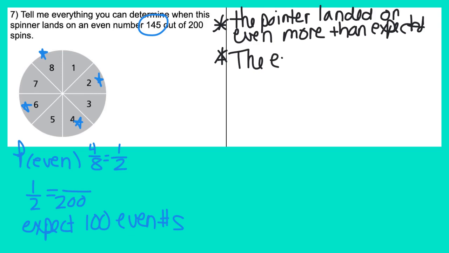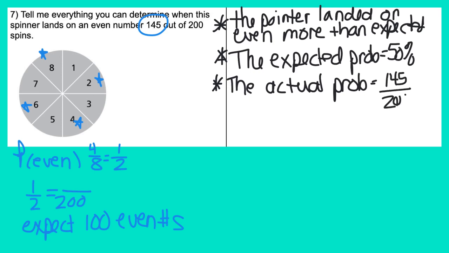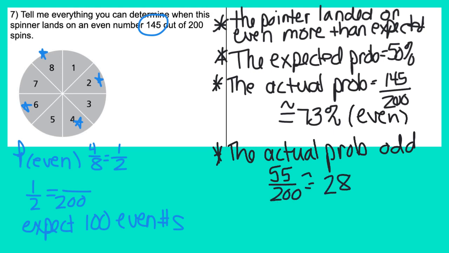I can say the expected probability was 50% or 1/2. I can say the actual probability was 145 over 200, which is approximately 73% of them. And those were the evens. Then I can say the actual probability of the odds, if 145 out of 200 were even, then 55 out of 200 were odd, which is about 28%, because, well, let me go back and tell you why.